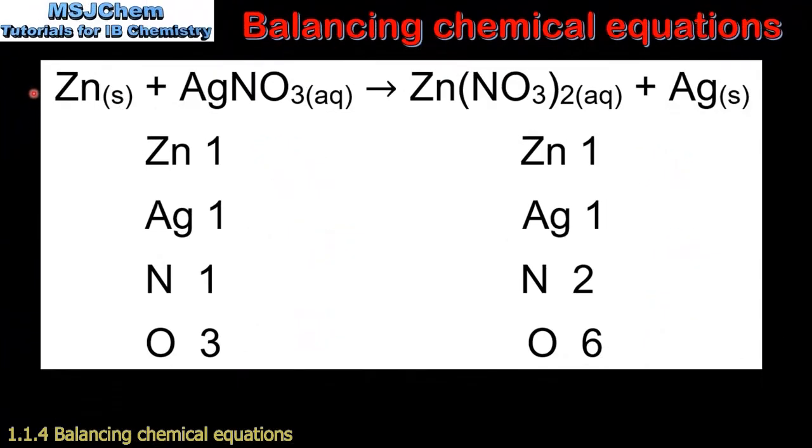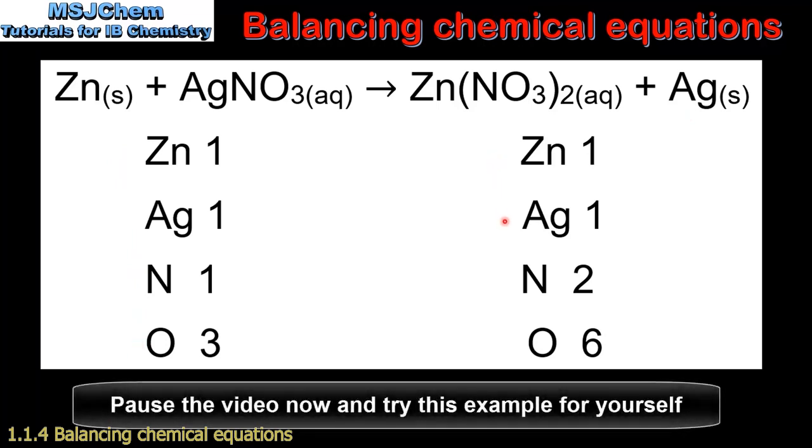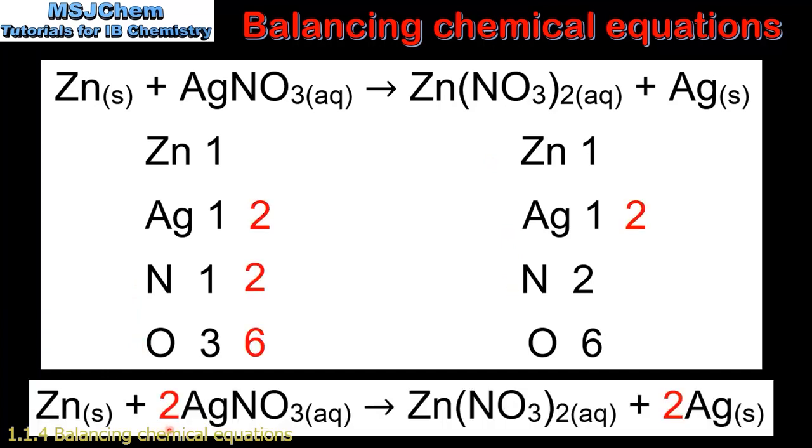In our final example, we have the unbalanced equation for the reaction of zinc with silver nitrate to produce zinc nitrate and silver. In the reactants, we have 1 zinc, 1 silver, 1 nitrogen and 3 oxygen atoms. In the products, we have 1 zinc, 1 silver, 2 nitrogen and 6 oxygen atoms. So to balance the equation, we need to put a 2 in front of the silver nitrate and a 2 in front of the silver, which gives us the same number of atoms in the reactants and the products.